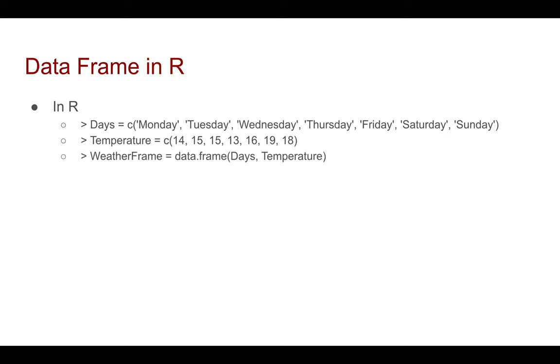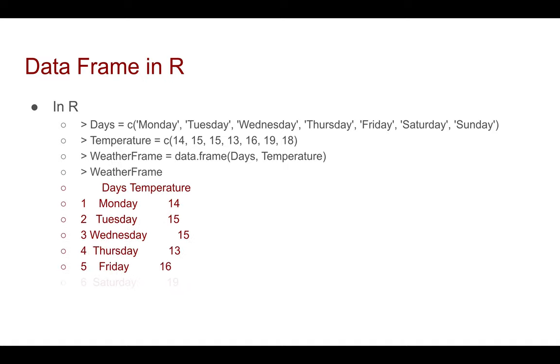And then you create a new object. We can call ours weather frame, and we say equals data.frame. And now in the brackets, we just list our vectors. Then if we type in weather frame, the R output would be as follows.